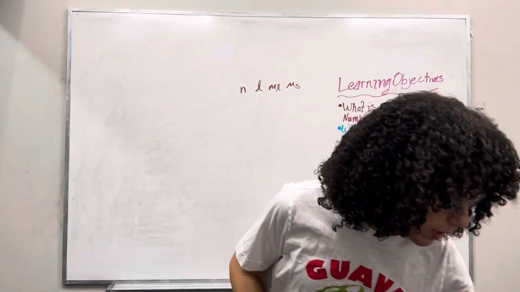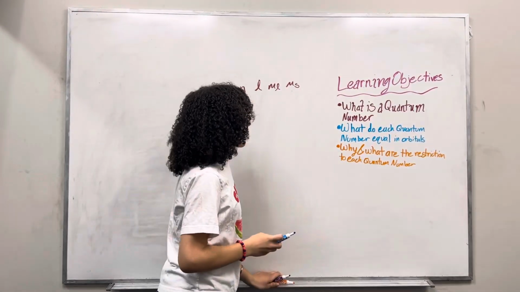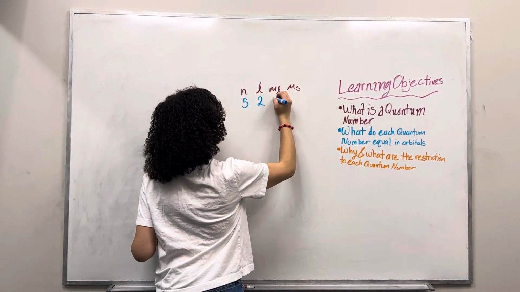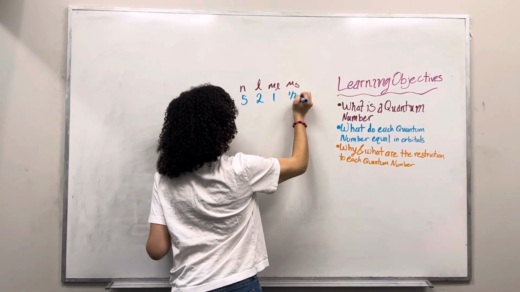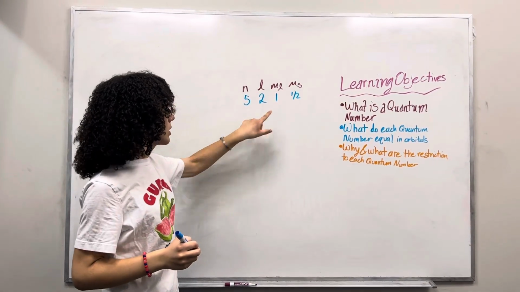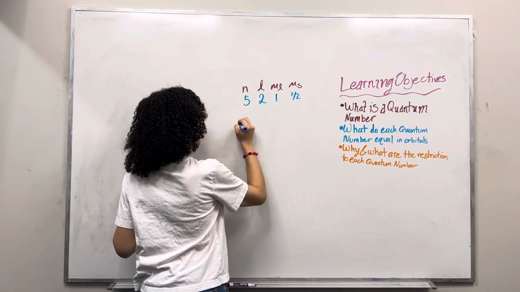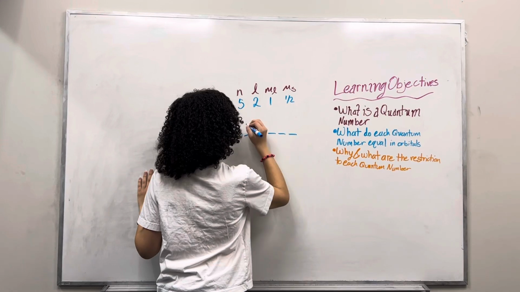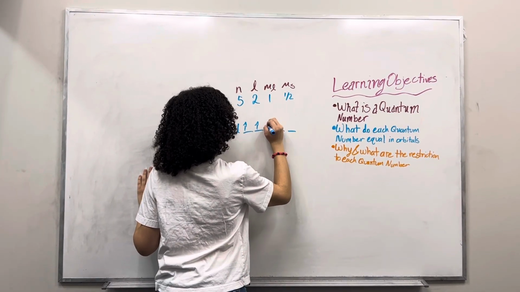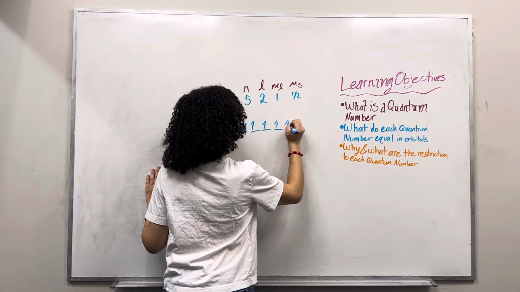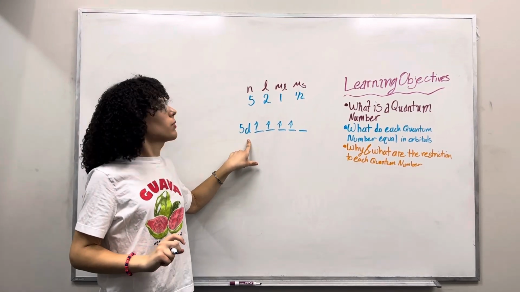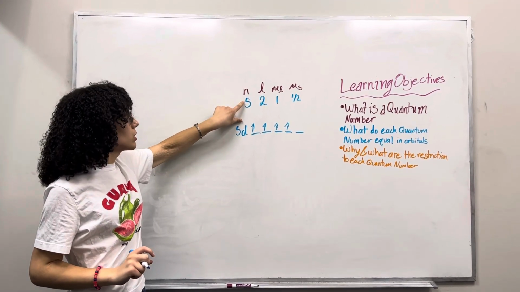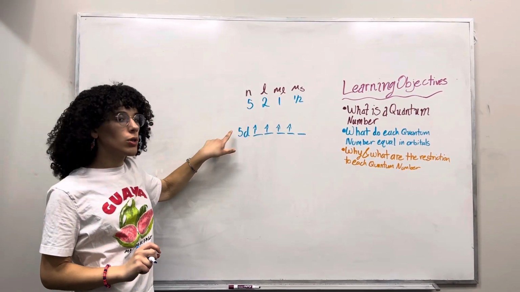So going from there, we're going to get an example of a quantum number. So we'll do 5, 2, 1, 1/2. Taking this and changing it directly into an orbital, we have 5d. So this is it transferred directly into an orbital. And let's explain what each of these numbers correlate to. So we're starting with n. n is directly changed from its number in the quantum number into the orbital.